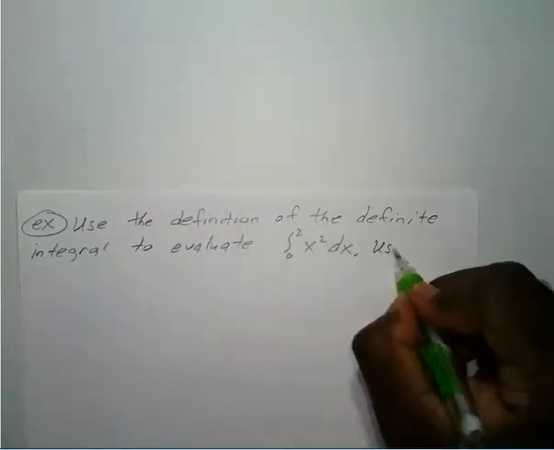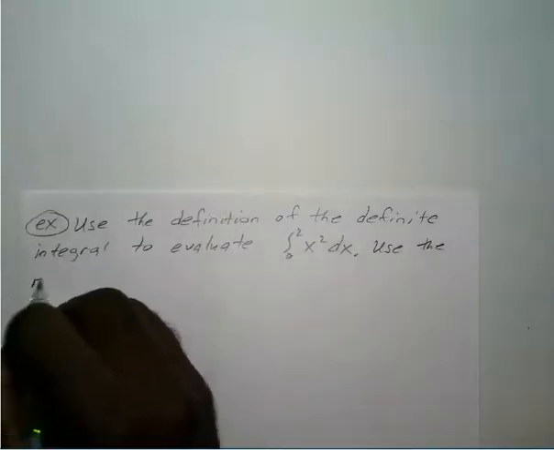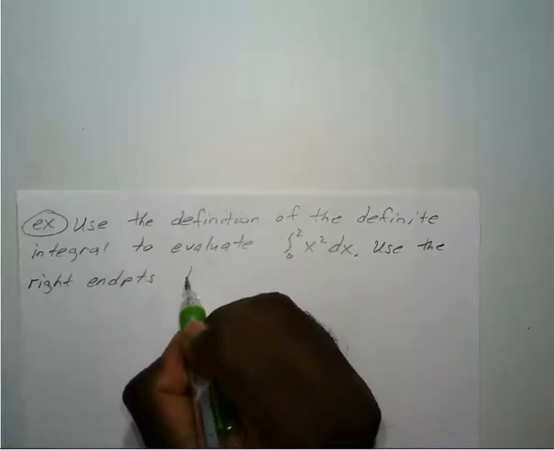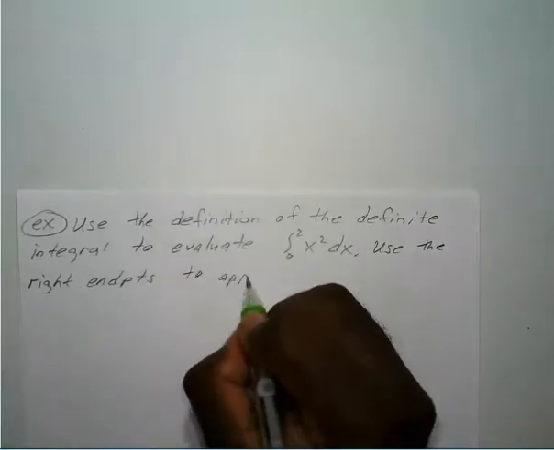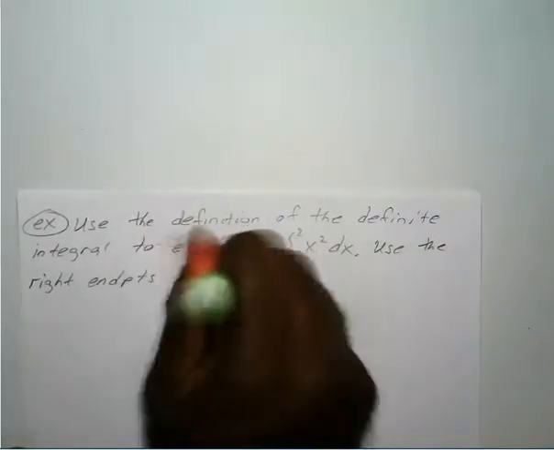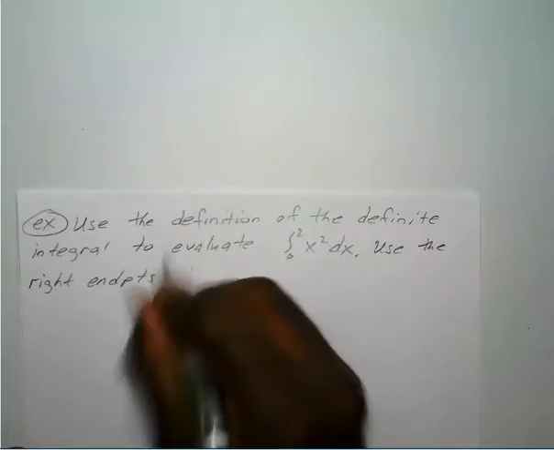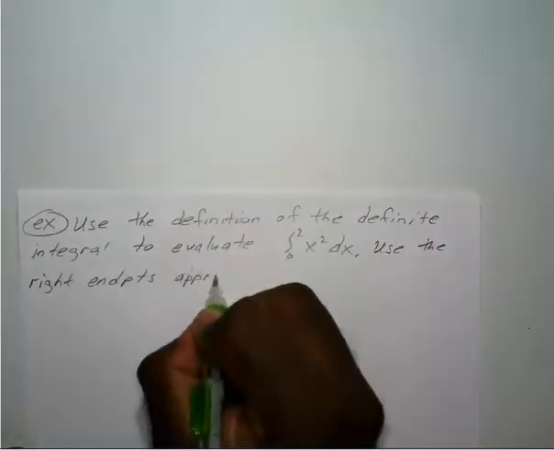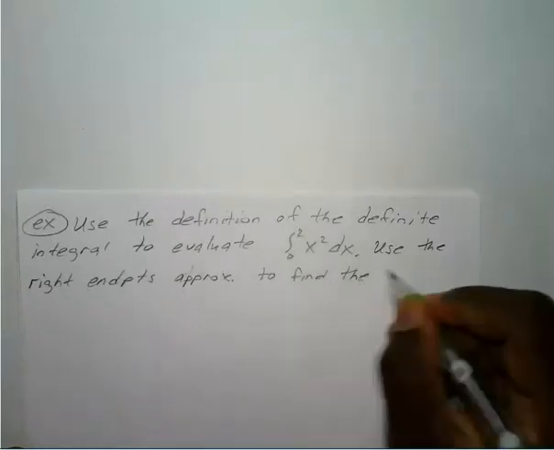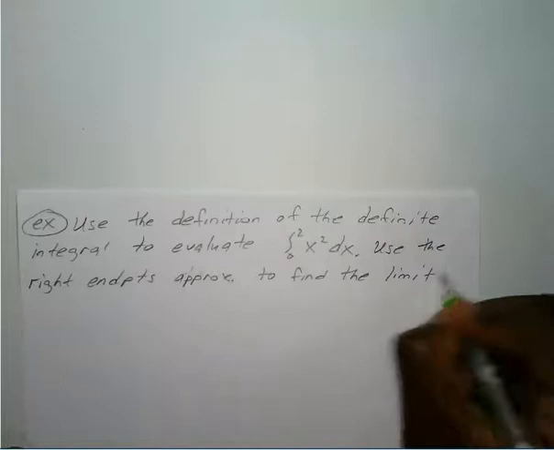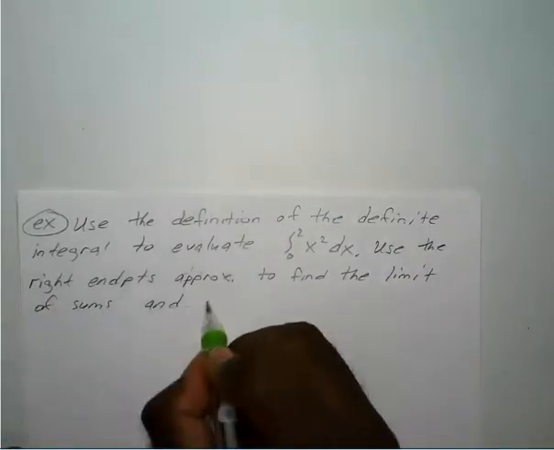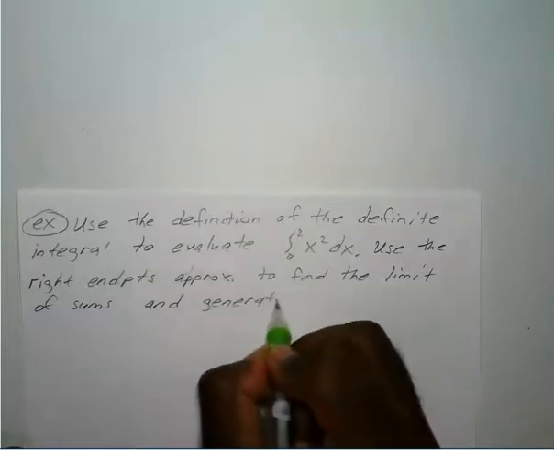Okay, so you want to use the right endpoints to approximate, or right endpoint approximation, sorry about that, to find the limit of sums and generate the Riemann sum.